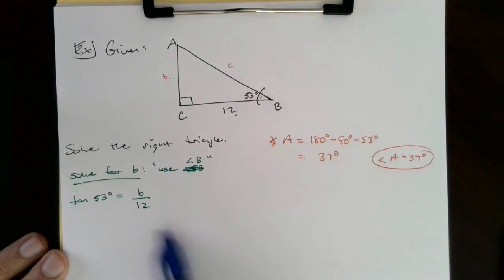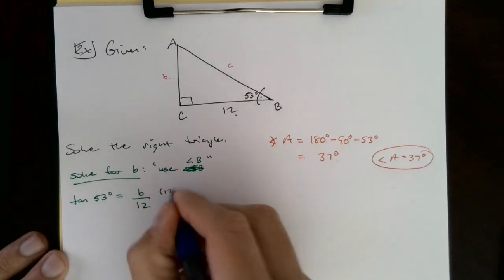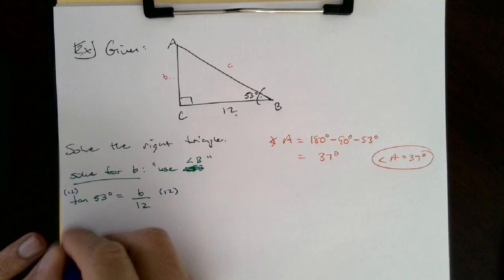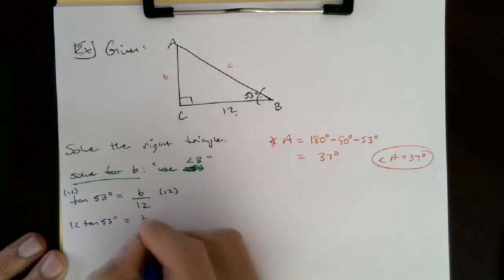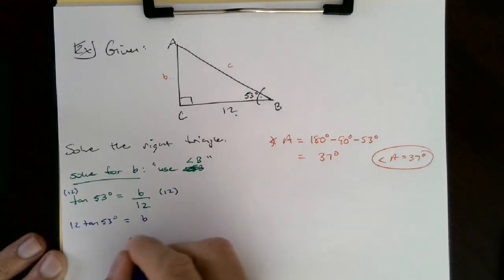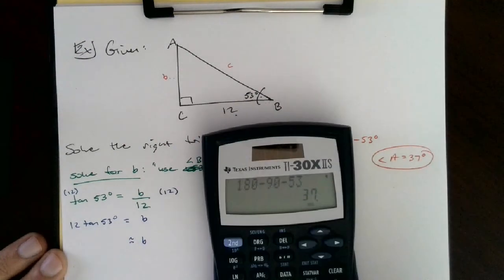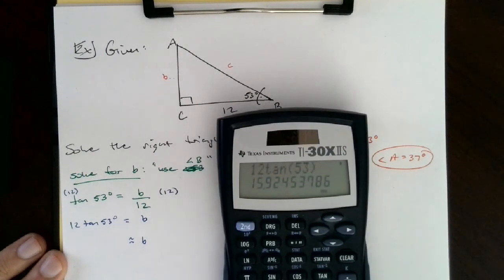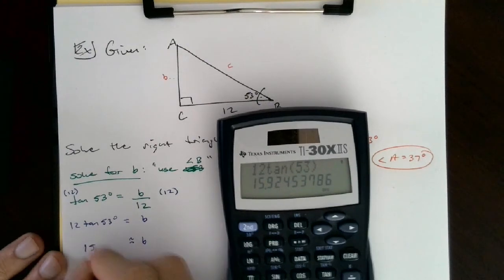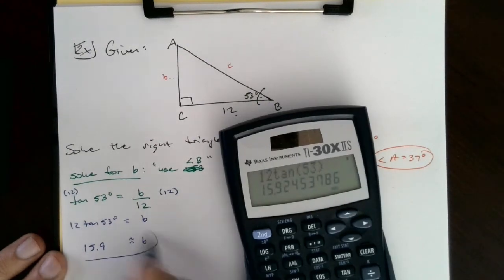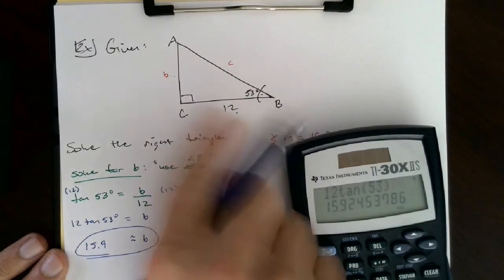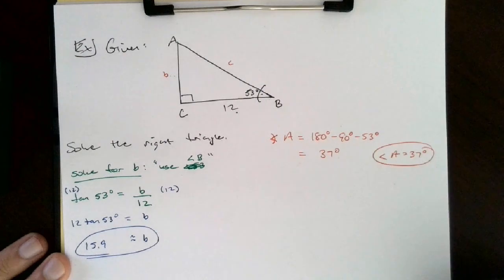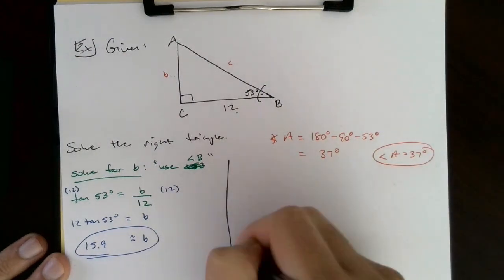And now I want to solve this. I'm going to multiply by 12 to each side. So I've got 12 tangent of 53 degrees equals, here the 12's cancel, I've got B. And then we'll approximate this on our calculators. So 12 tangent of 53, we're at 15.92, so we'll round it to 15.9 to the nearest tenth. So 15.9 is side B. Again, not drawn to scale, right? This looks longer than this, but the idea being that you know how to find it. So that would be side B.